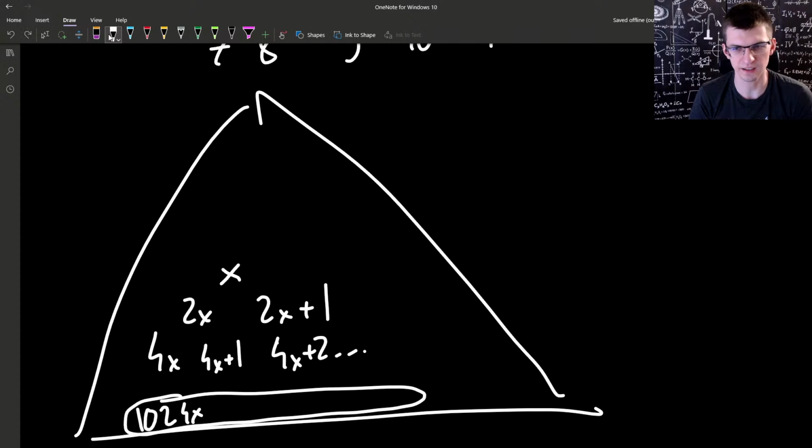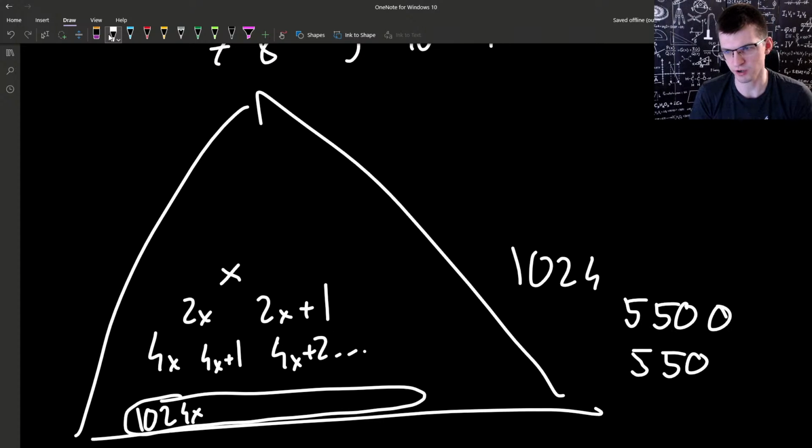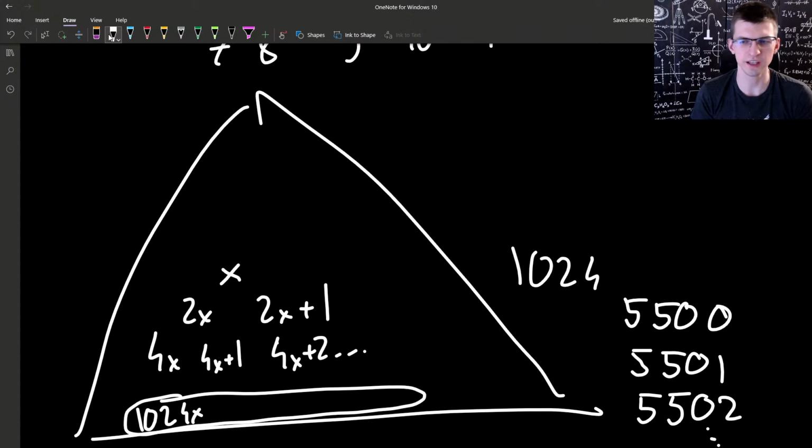If you take any 1024 consecutive values, say 5500, 5501, 5502, and so on, if you take this modulo 1000, and there are that many of them, then you will get every remainder modulo 1000.